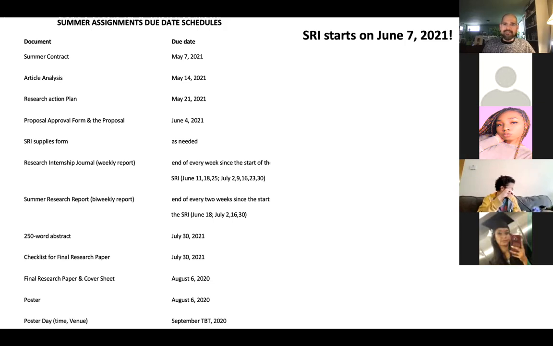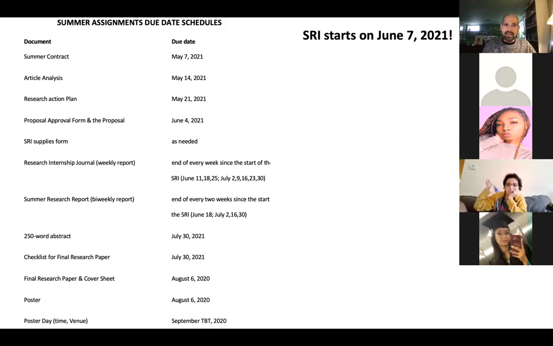And then if at any point during your research you need to buy some materials or some supplies, you let me know and you can submit an SRI supply form, and we will purchase those up to a certain amount, which at this moment is $125 total for supplies.